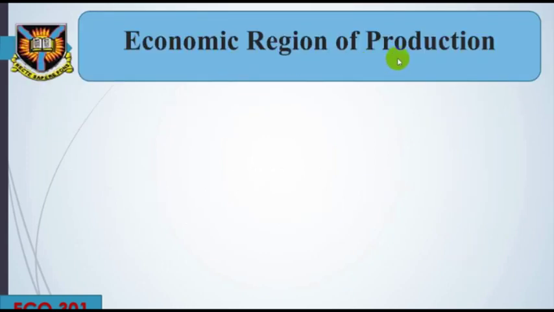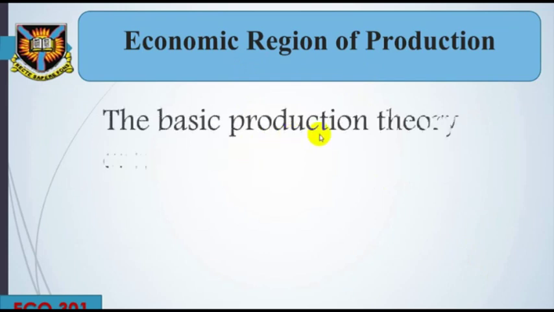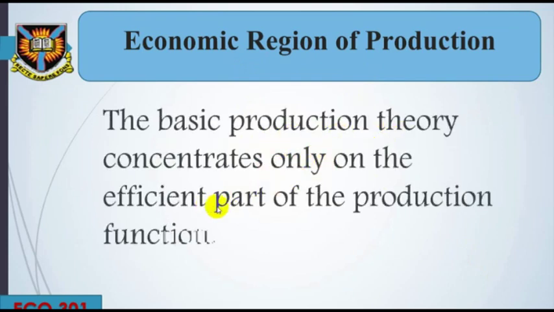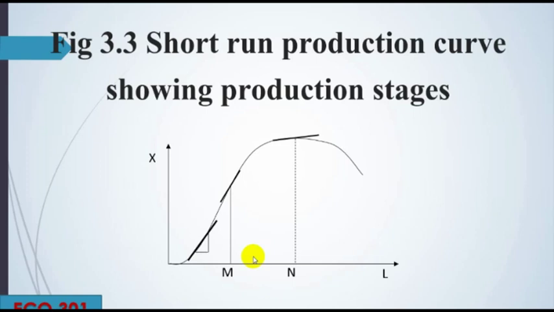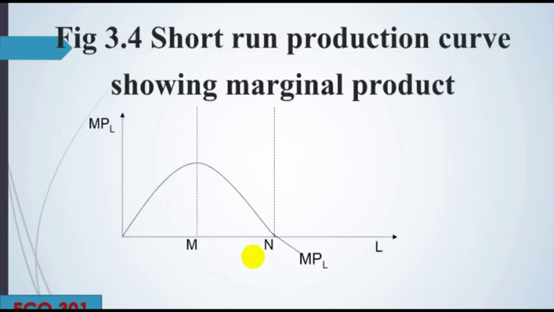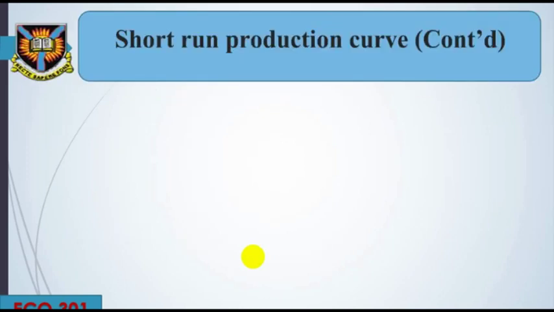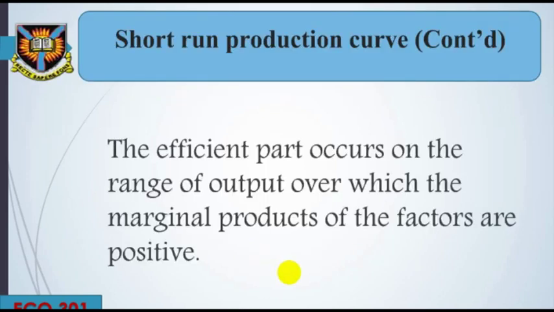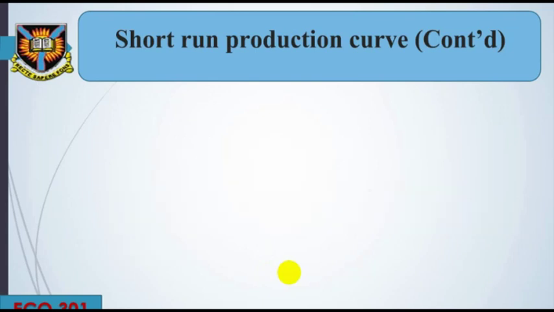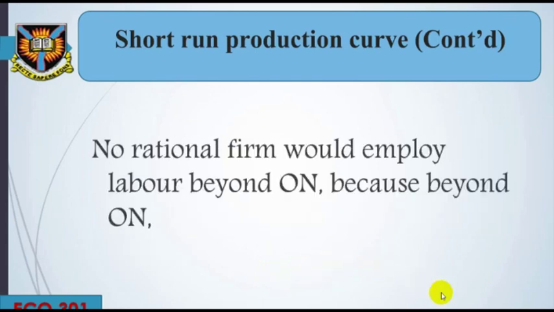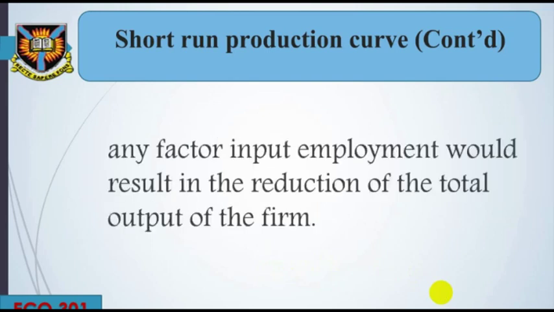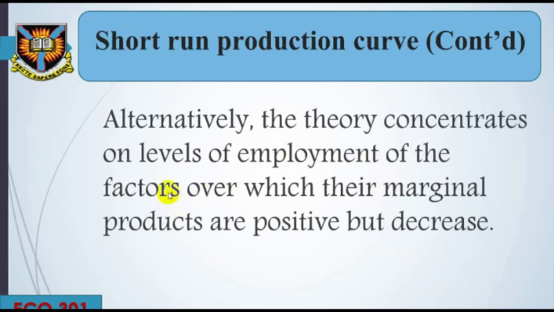Economic region of production. The basic production theory concentrates only on the efficient part of the production function. The efficient part occurs on the range of output over which the marginal products of the factors are positive. No rational firm would employ labor beyond ON because beyond ON any factor input employment would result in the reduction of the total output of the firm. Alternatively, the theory concentrates on levels of employment of the factors over which their marginal products are positive but decreasing.